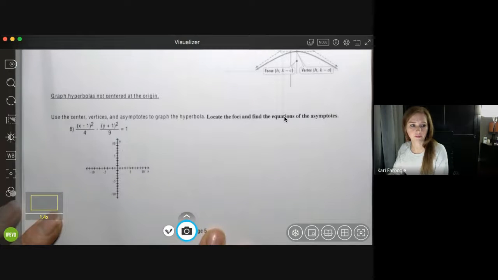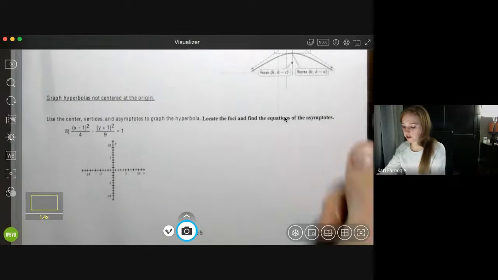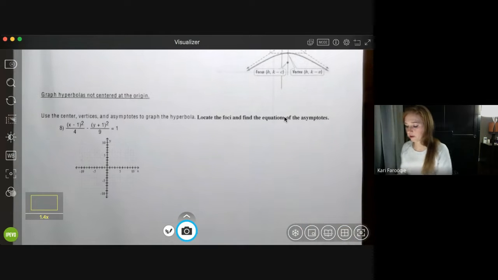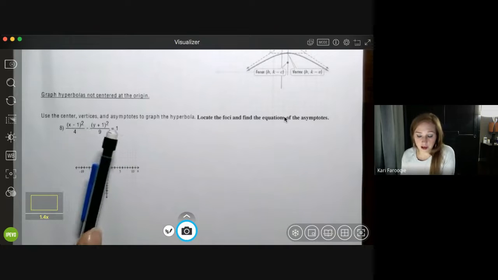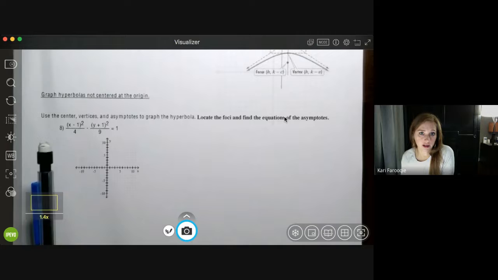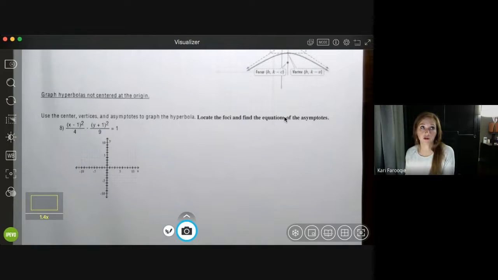Number 8. Use the center, vertices, and asymptotes to graph the hyperbola. Locate the foci, find the equations for the asymptotes. We're going to graph this one, and then on the next page, we're going to work on getting equations into standard form and then graphing what we come up with. So those are going to be a little bit longer. This one's going to be your more straightforward graphing question. So if you have questions, make sure you ask on number 8 before things get a little bit crazier in 9 and 10.